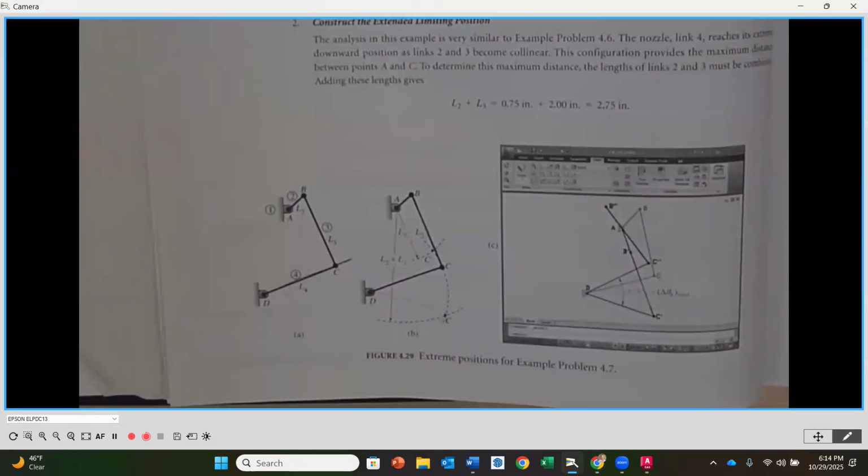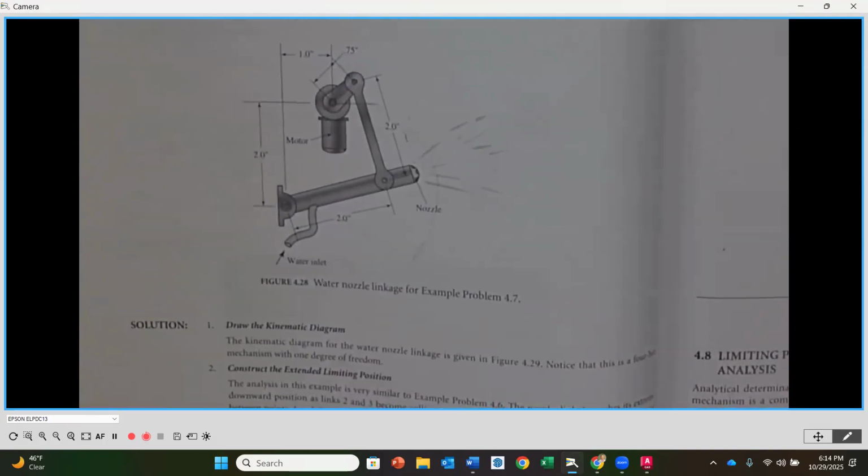So what I'm going to do is go over to AutoCAD and draw my kinematic diagram in this position here. And once I have that first position done, we'll talk about and figure out those limiting positions for the total throw.